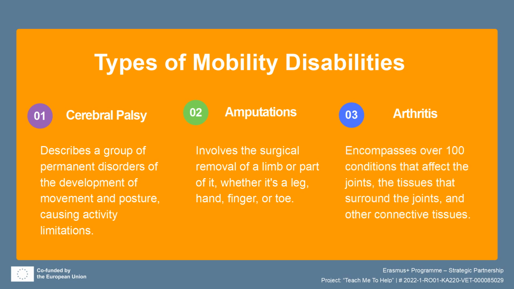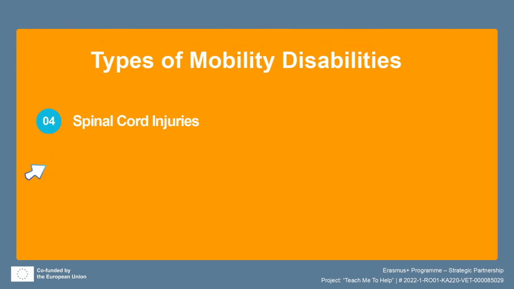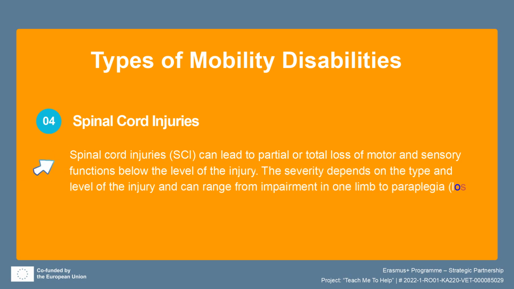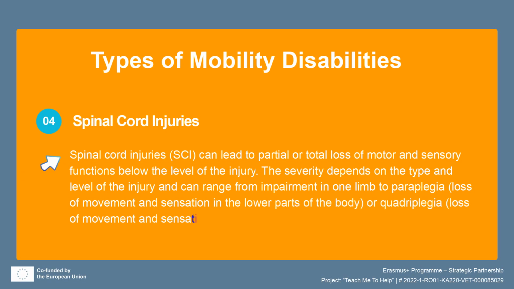Arthritis encompasses over 100 conditions that affect the joints, the tissues that surround the joints, and other connective tissues. Spinal cord injuries. Spinal cord injuries, SCI, can lead to partial or total loss of motor and sensory functions below the level of the injury. The severity depends on the type and level of the injury and can range from impairment in one limb to paraplegia, loss of movement and sensation in the lower parts of the body, or quadriplegia, loss of movements and sensation in all four limbs.